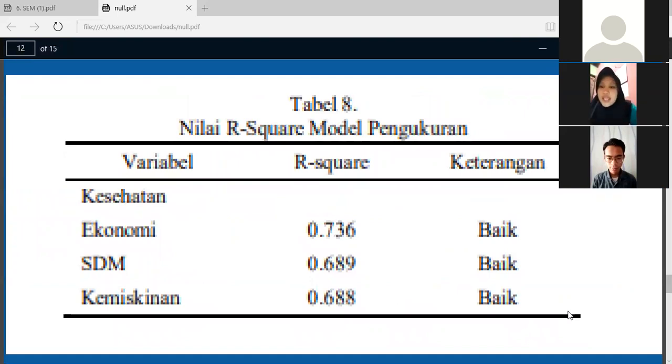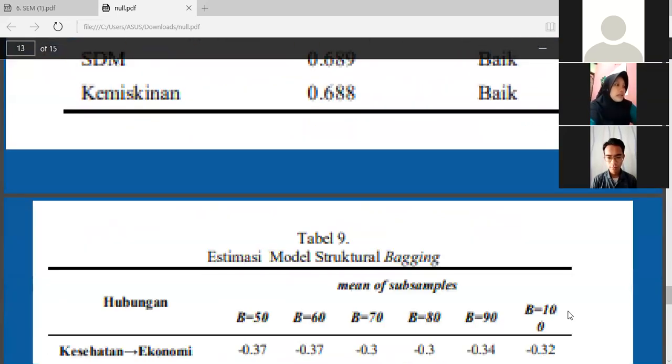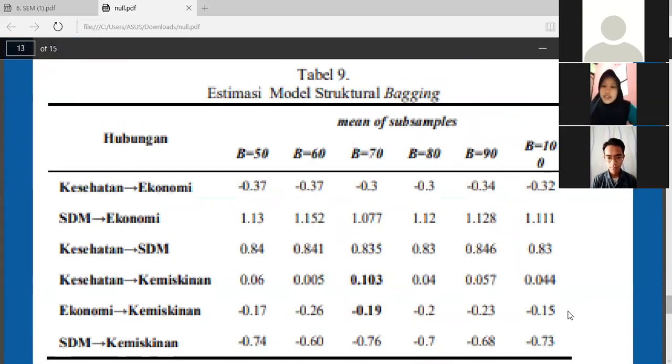Okay, next the Table 8. So the R-square value for endogenous latent variables, which includes economy, human resource, and poverty, is greater than 0.5, so the structural model obtained is feasible. Next, Table 9.